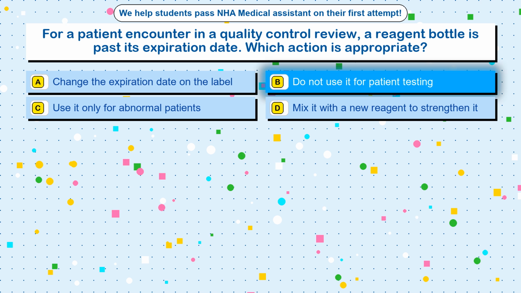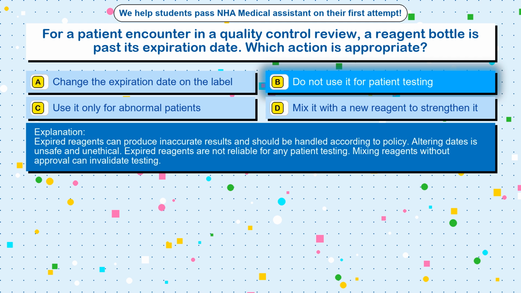The correct answer is option B, do not use it for patient testing. Expired reagents can produce inaccurate results and should be handled according to policy. Altering dates is unsafe and unethical. Expired reagents are not reliable for any patient testing. Mixing reagents without approval can invalidate testing.